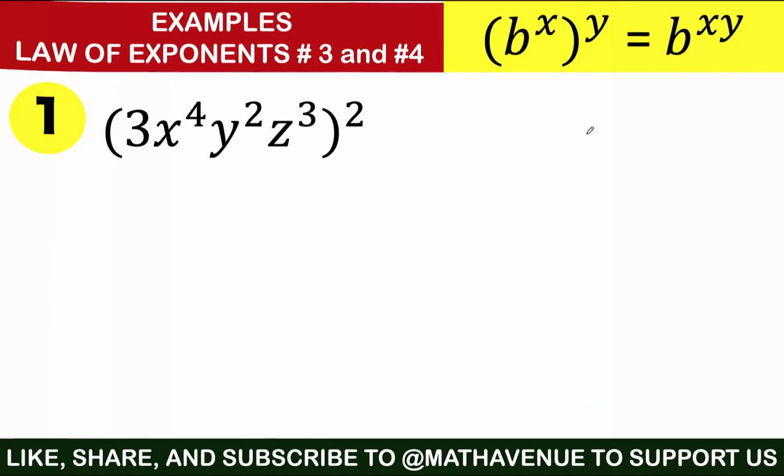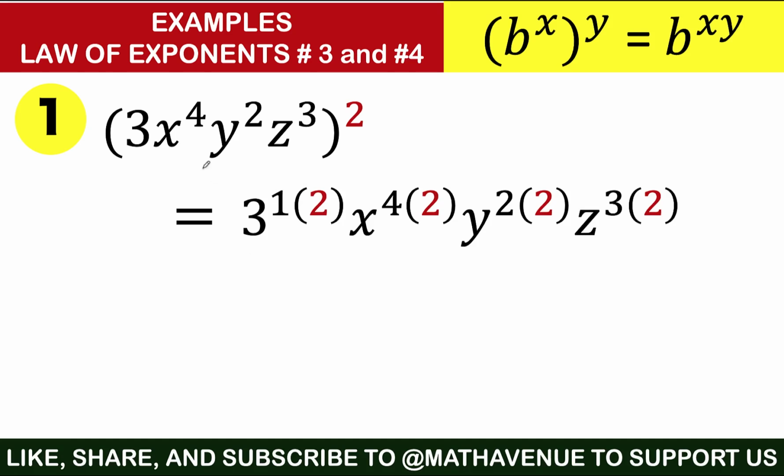Now let's have some applications of this law. Let's say this is the problem. The quantity 3x to the 4th y squared z to the 3rd all raised to the 2nd. So applying law of exponent number 4 and number 3, this is what will happen. The numerical coefficient has an implied exponent of 1, and that exponent 1 is multiplied by the outside exponent 2. That is what happened here. Next, x to the 4th has an exponent 4, and you multiply it to this outside exponent 2 to get 4 times 2, and just copy the base. The same thing happened for y squared, that becomes y to the 2nd times 2, and for z cubed, that becomes z to the 3rd times 2. That is applying this law of exponent number 3 and number 4.